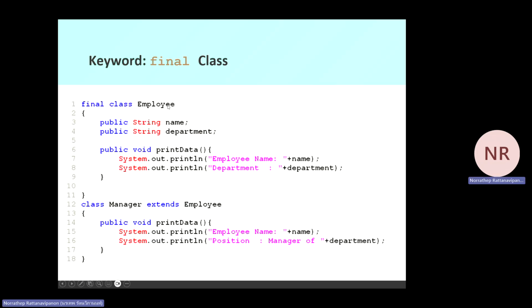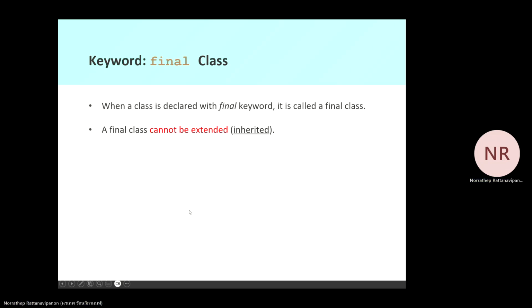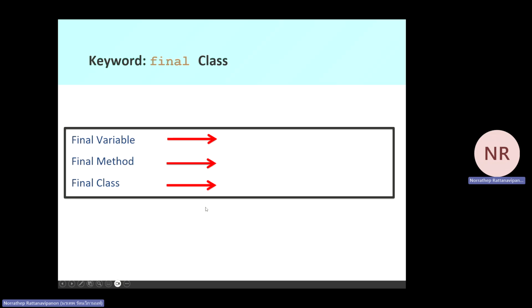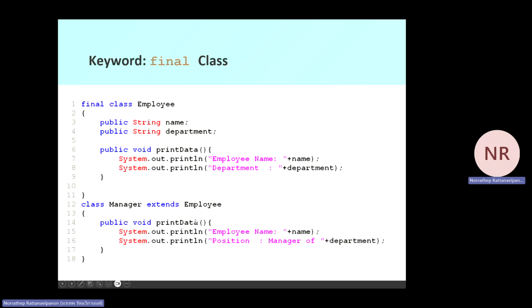For example, if you declare the class employee to be final, and you want to create a new subclass by extending it, it will fail. It will return an error. Java will not allow that.